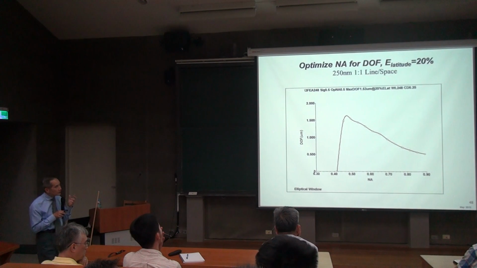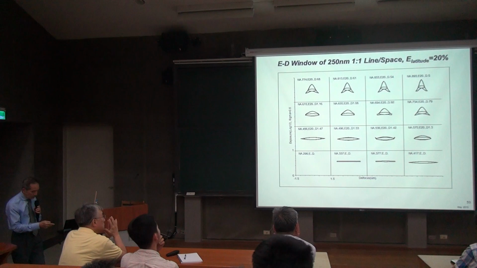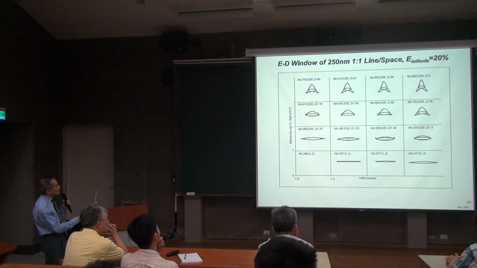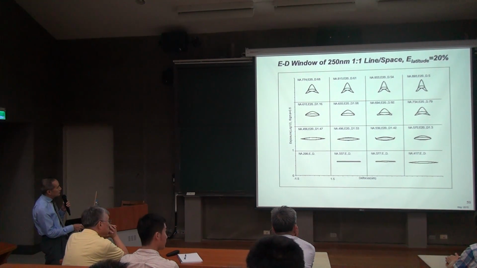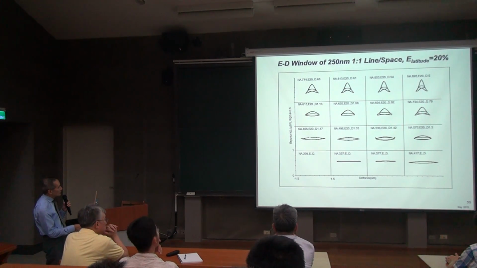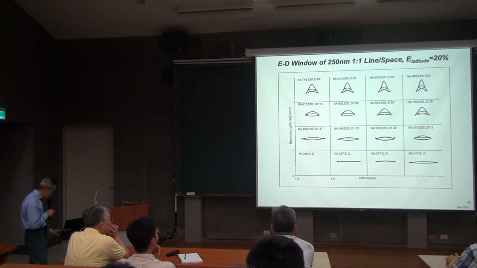But how do we determine that? Because we plot all these ED trees, we plot them and fit the elliptical windows in there. Now, when you have very high NA, you have a lot of exposure latitude, but not much depth of focus. When you have very low NA, you don't even have the exposure latitude. Here is the best. You have just the right amount of exposure latitude and it gives you pretty good depth of focus. Okay, that is the optimum NA.